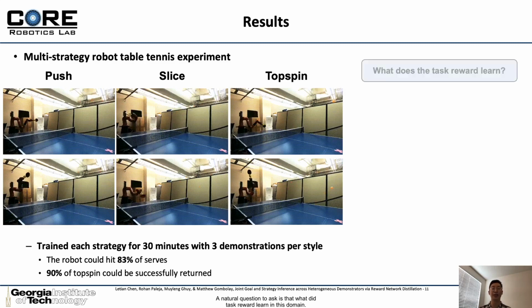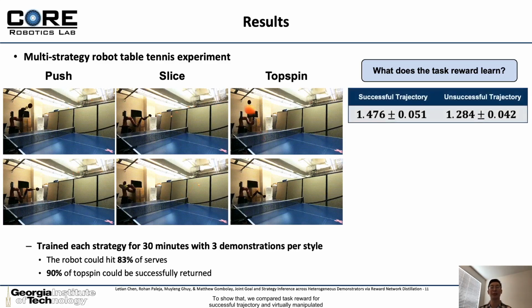A natural question to ask is what did the task reward learn in this domain? We could expect it to learn whether the ball is returned successfully. To show that, we compared the task reward for successful trajectories and virtually manipulated unsuccessful trajectories, and found that the task reward for successful trajectories is significantly higher.